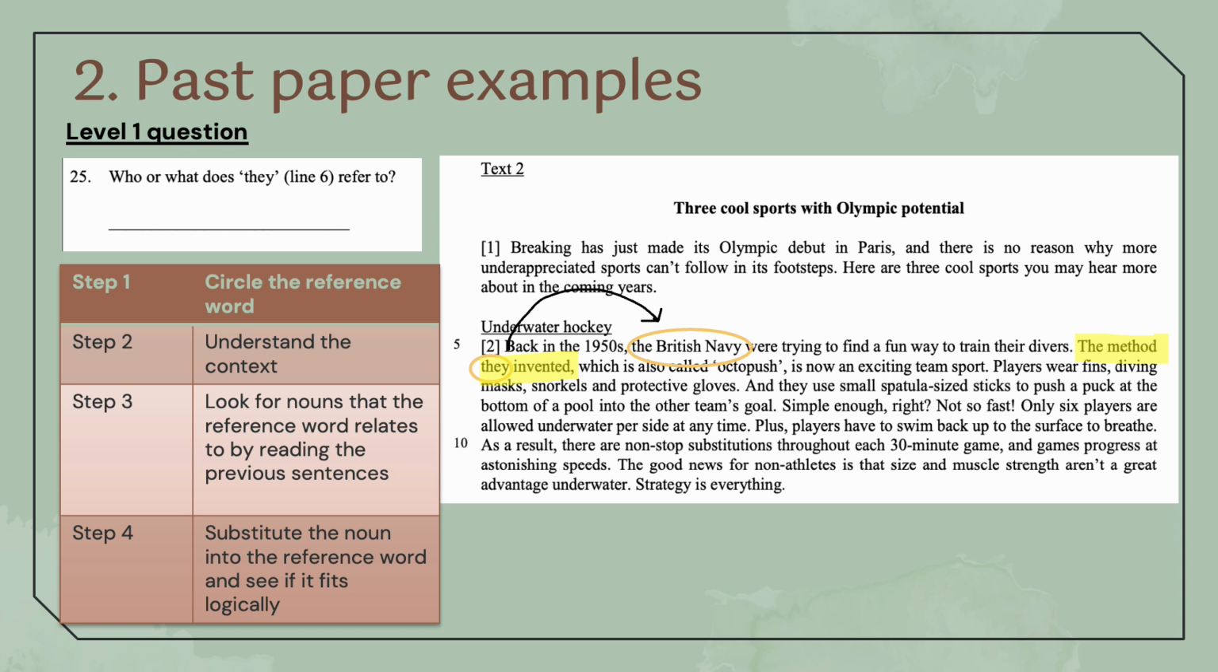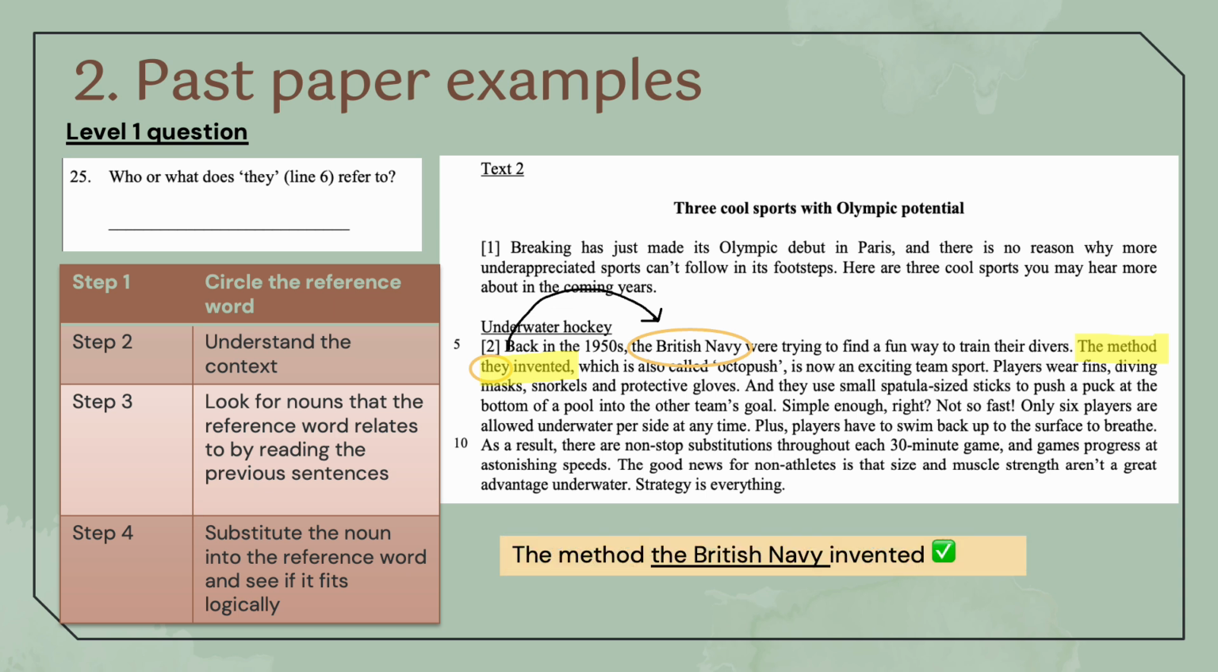After looking for the nouns, here comes step number 4, which is the last step. We have to do a substitution test. It is the most important step, in which we take the noun we found and put it in place of the reference word and read the sentence and see if it makes sense.